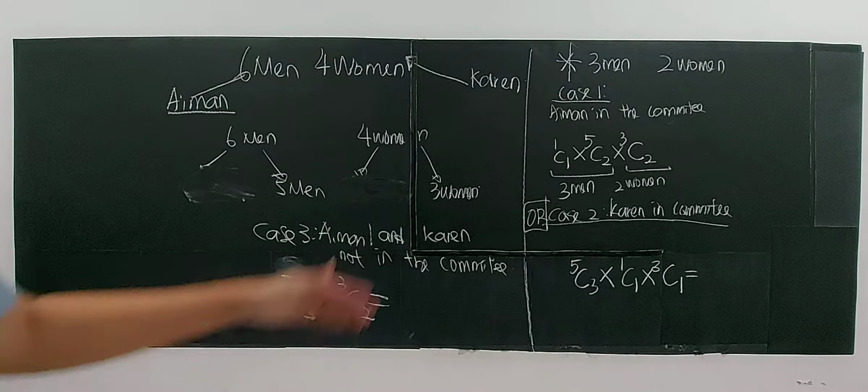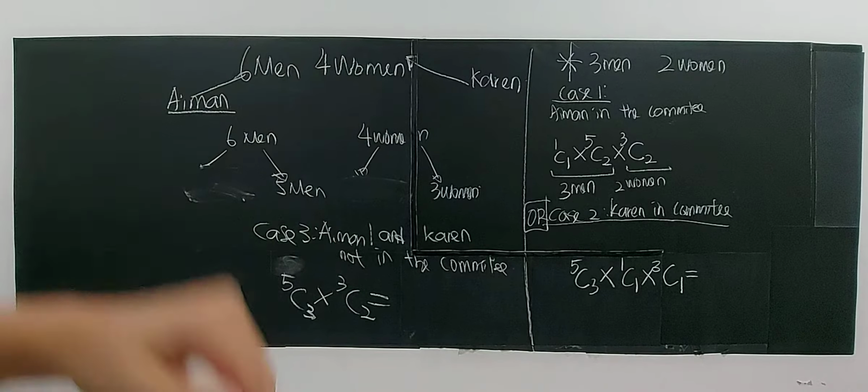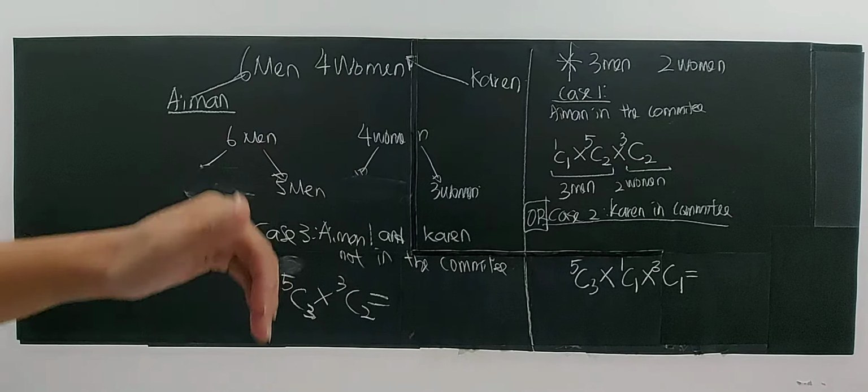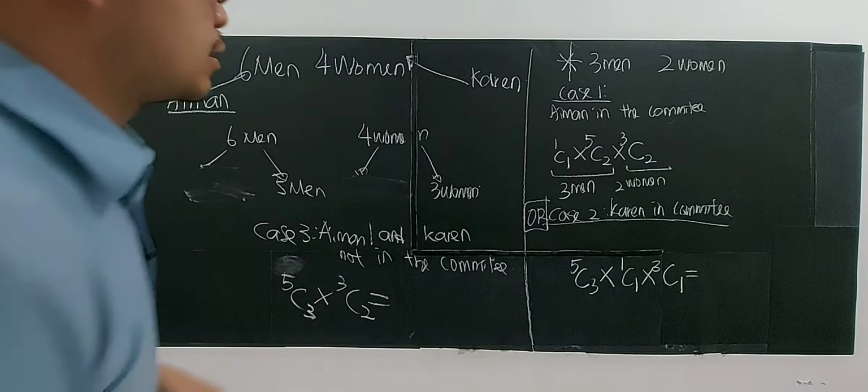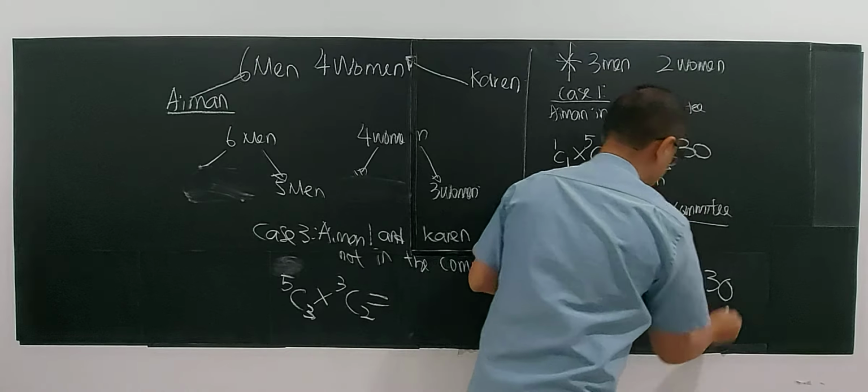If you add up these 3, you get the answer. So let's calculate. This will be 30. On the calculator, I get 30. This one also I get 30.